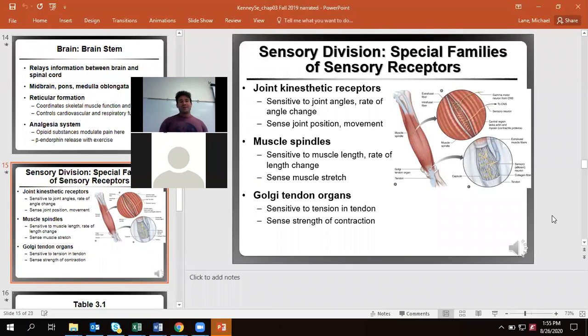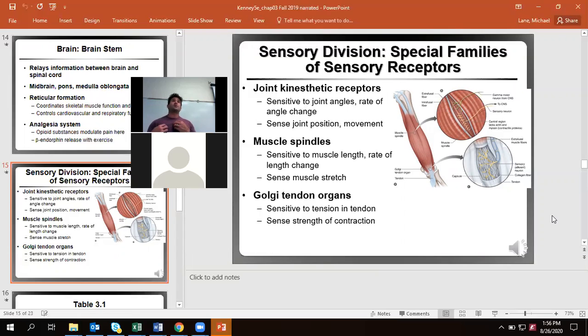Now, outside of the immediate parts of our brain, we have our sensory receptors. Our joint kinesthetic receptors are literally letting us know what the angle of our joint is. That's why if your hand or feet fall asleep, you're kind of like, where is this at? I no longer have that information. We also have what's known as a muscle spindle that detects stretch inside of the muscle.